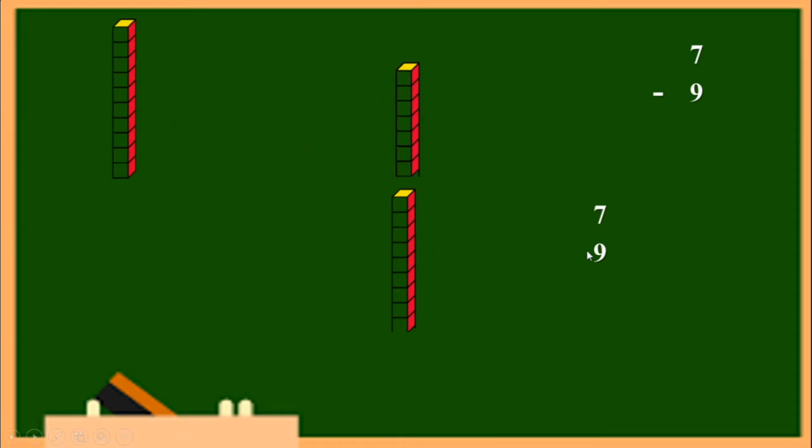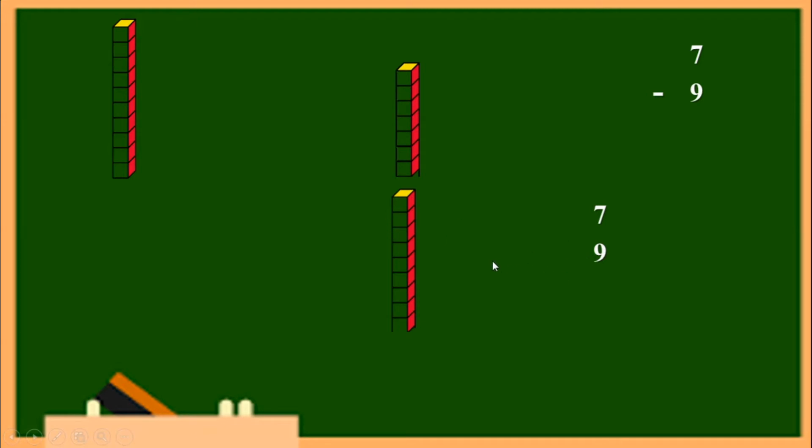Now see here what we have learned. If the bottom number is greater than the top number, then we need to regroup. Here this bottom number 9 is bigger than this top number 7. So here we need to regroup. Regroup means we can say borrow also. Here we need to take borrowing.